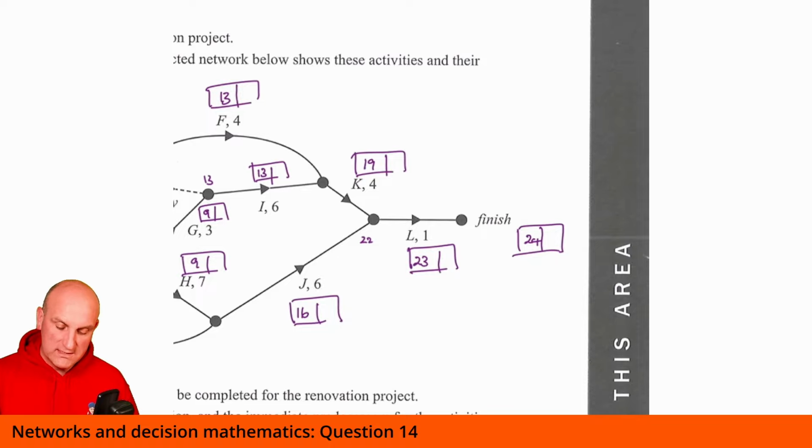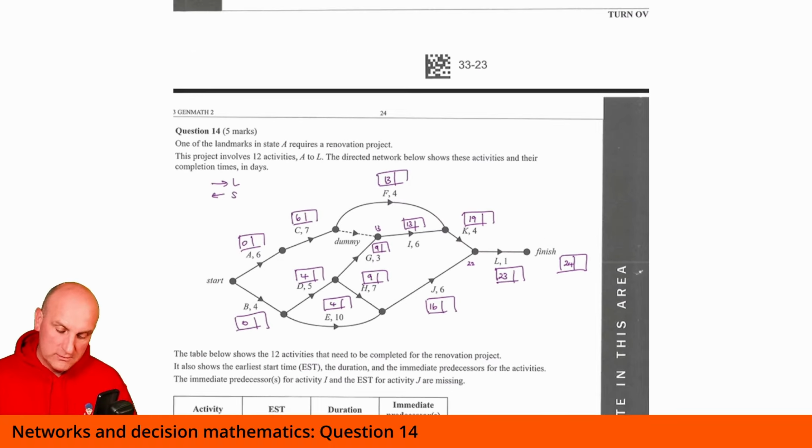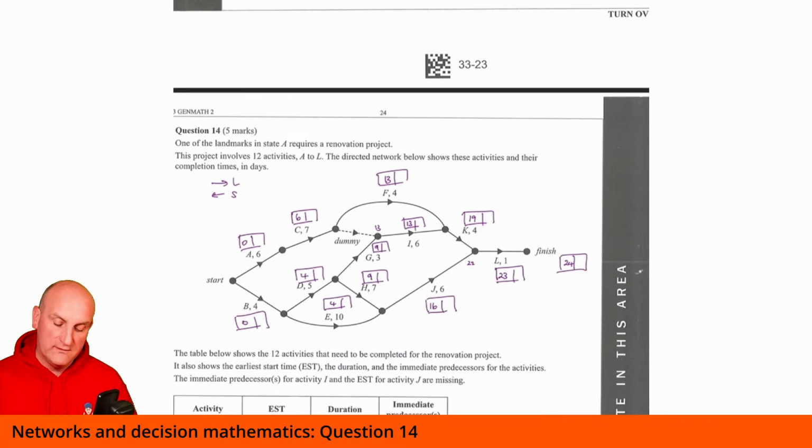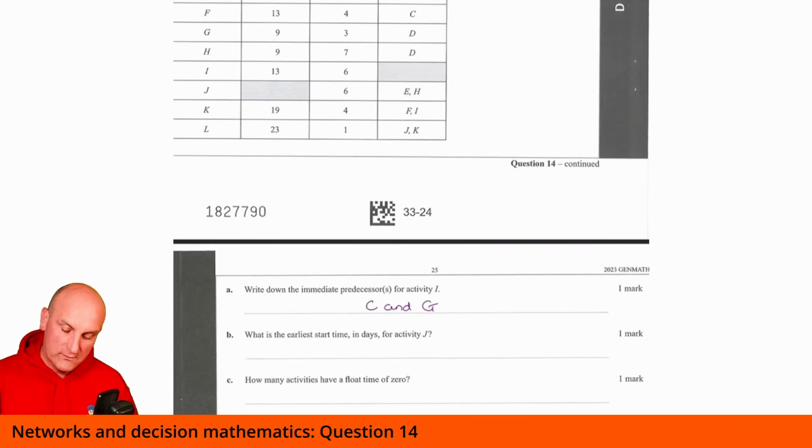All right, what was the question actually asking? Let's zoom back out for a moment. What is the early start time in days for activity J? What did I have? 16. So I'm going to go with 16 for that one there.